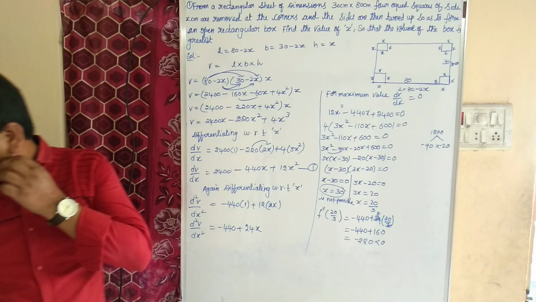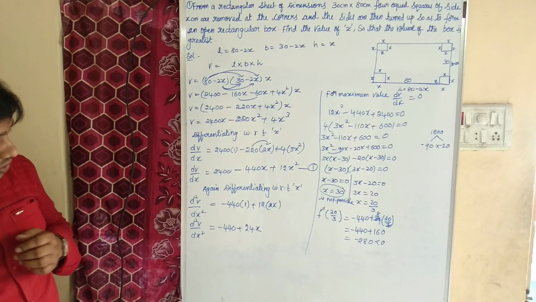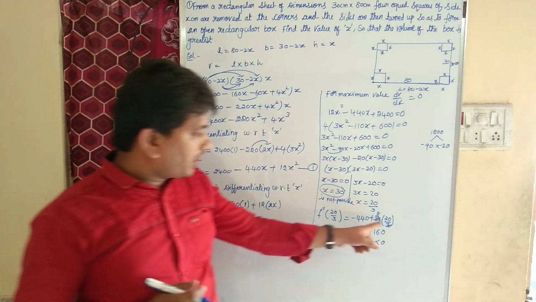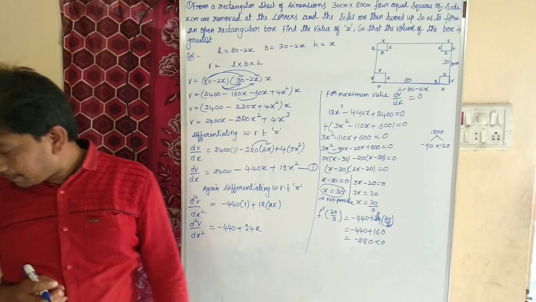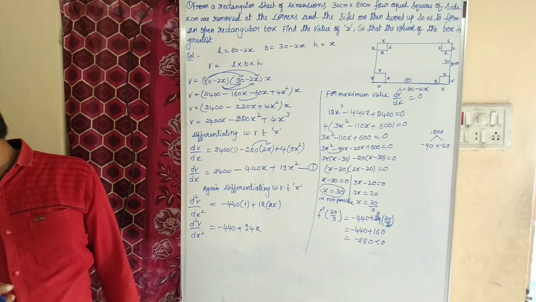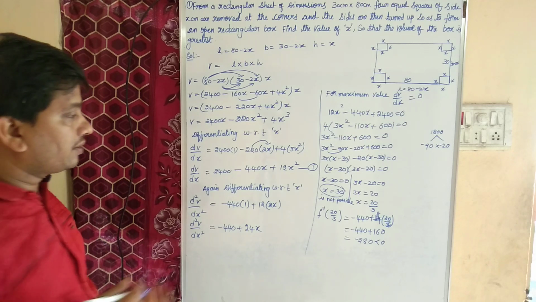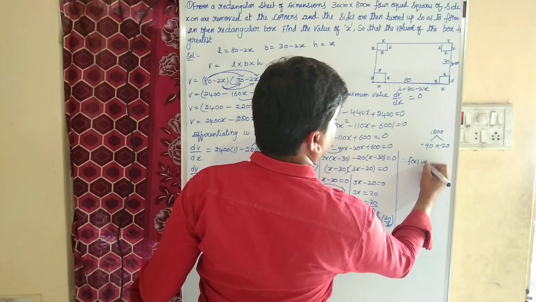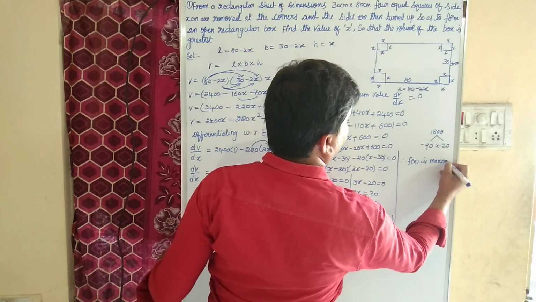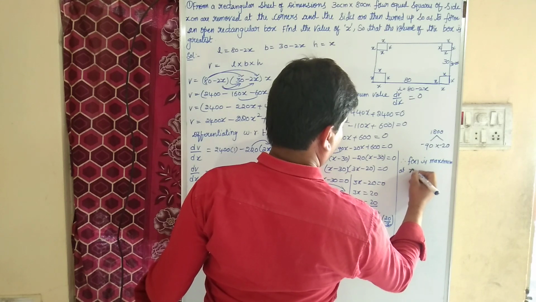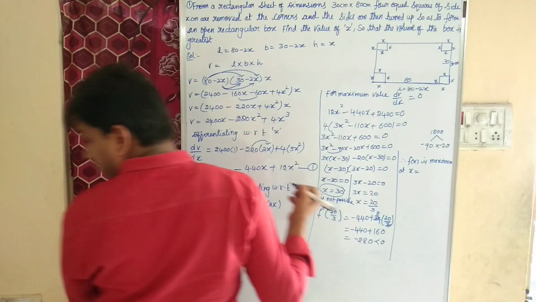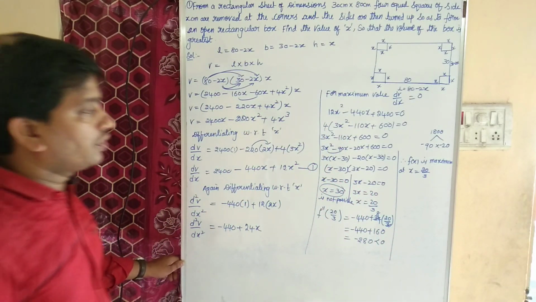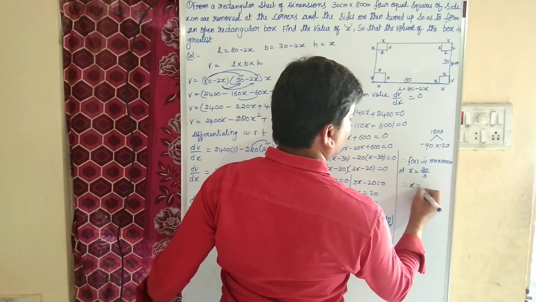f double dash of x: minus 440 plus 24 into 20 by 3. 8 twenties are 160, minus 440 plus 160, which is less than 0. Therefore, f of x is maximum at x equal to 20 by 3. Therefore, the value of x is 20 by 3.